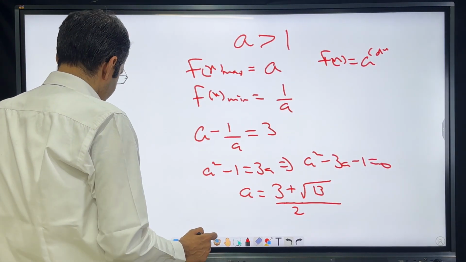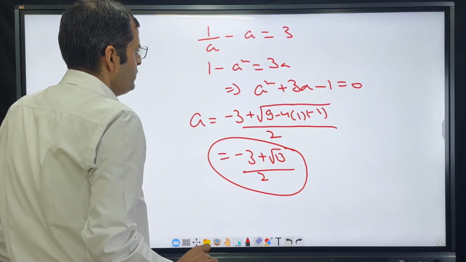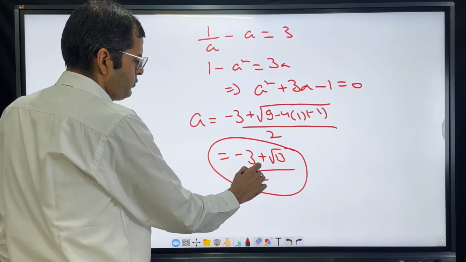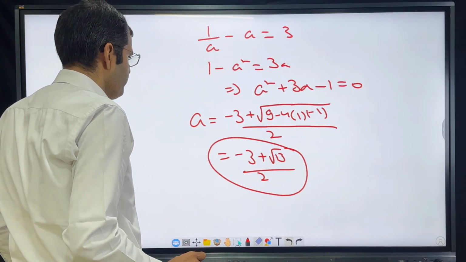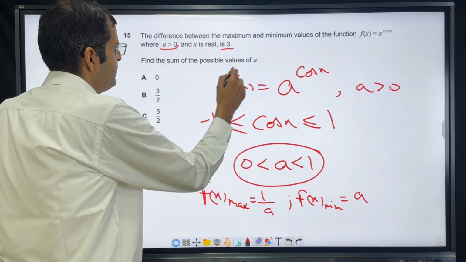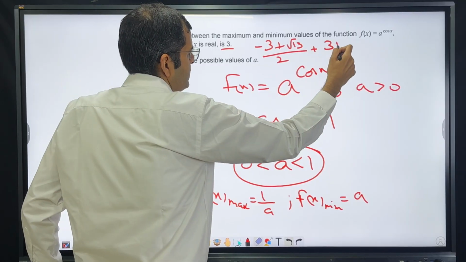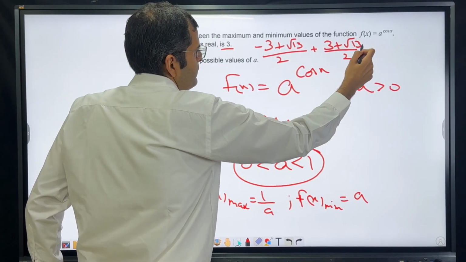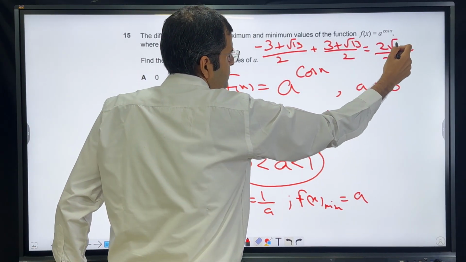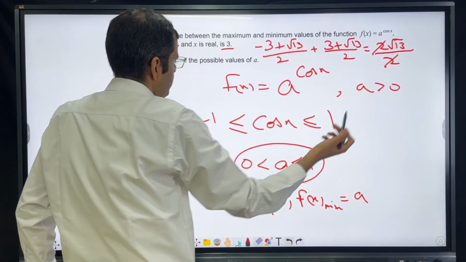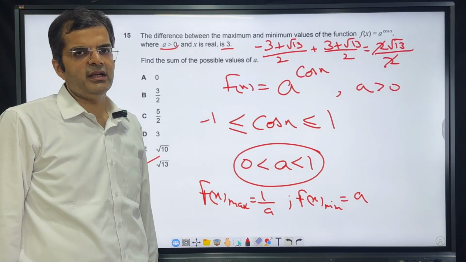So what we have to find is the sum of possible values of a. One possible value is minus 3 plus root 13 by 2. The other possibility is 3 plus root 13 by 2. If you add them, what do you get? That is minus 3 plus root 13 by 2 plus 3 plus root 13 by 2. So here 2 becomes the LCM, minus 3 and plus 3 cancel out. It becomes 2 root 13 by 2, which is equal to root 13. So answer option F, root 13, is the correct answer.